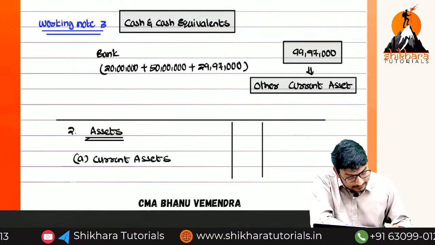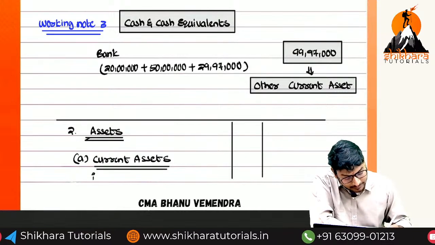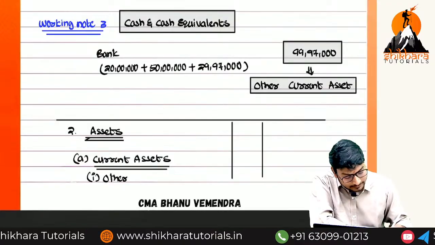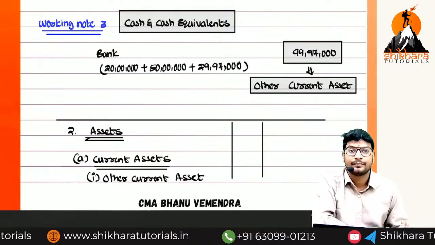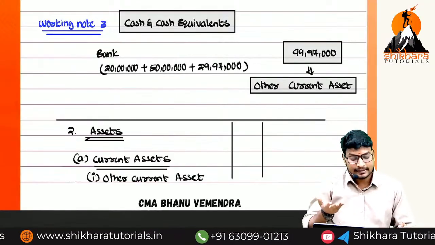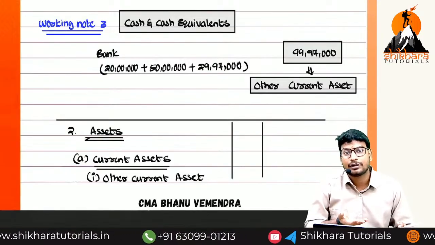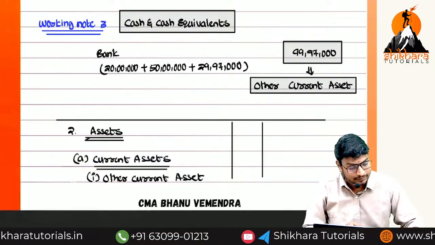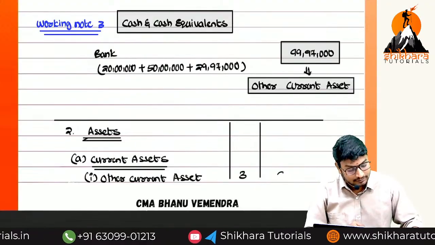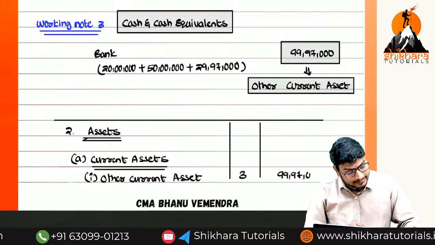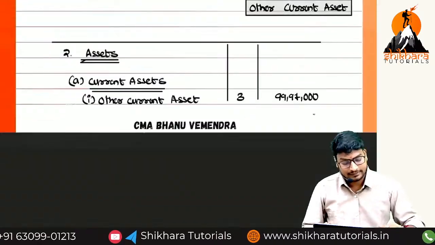Under the current assets, one of the points is other current asset. Are you getting my point? Under assets there is a subheading called current assets. Under the current asset head we are going to show other current asset. What is the working note? Working note number 3. How much amount do we need to disclose? 99 lakh 97,000. You will get more clarity at the time of the balance sheet. Write this one also.